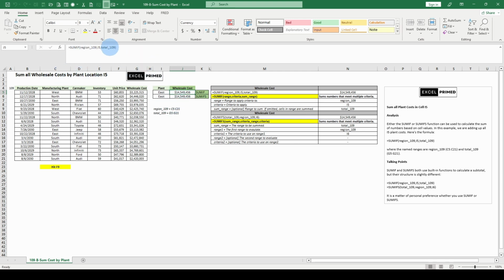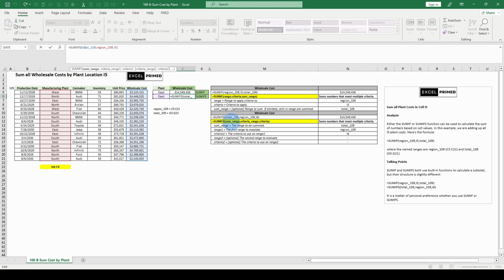Notice here, we had total on the right and region on the left. Here, we reverse it. Total, which is the sum range, that would be wholesale cost. We have region, which is east. Our criteria is way over here on the right. Take a look. Total, we're going to look at the blue. Total 109. Region, red. Purple would be the criteria.